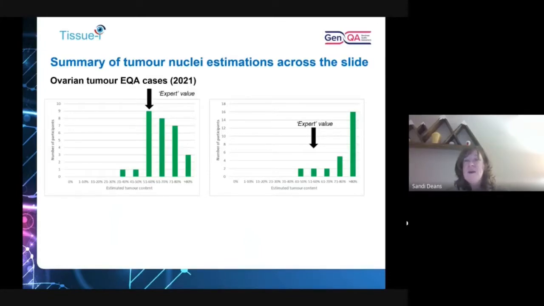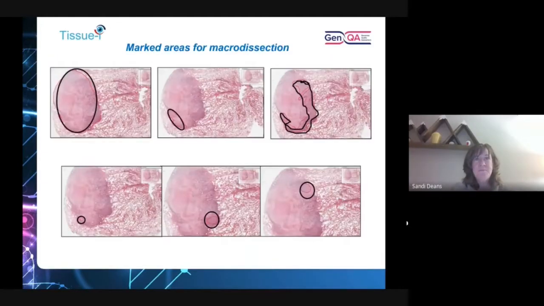The case on the right-hand side here, again, the expert value was around the 51 to 60% mark, but again, the majority of participants stated that there was over 80%. So I think we've got better correlation of percentages for ovarian at the moment compared to some of the other tumour types, but I think there's still some work there to be done to standardise as we go forward.